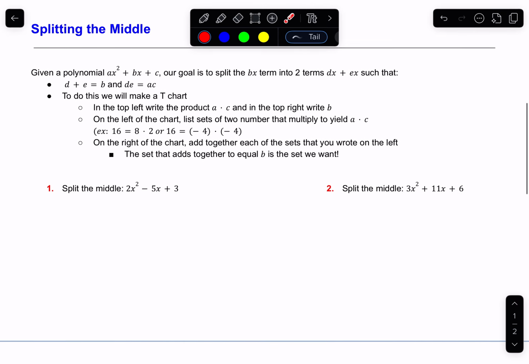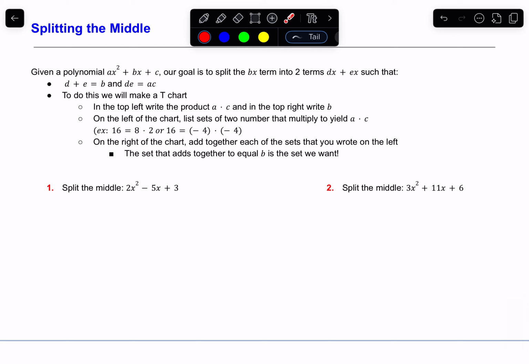All right, so split in the middle. This is going to look a little complicated because there's a bunch of steps at the top, but I promise you it's really not that bad. So given a polynomial in standard form, ax squared plus bx plus c, our goal is to split the bx term into two terms, which we will call dx plus ex. When we're actually doing the math, we don't have to write dx and ex, all this terminology. This is just a general description of how we do it.